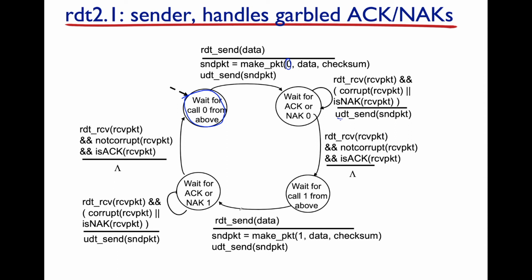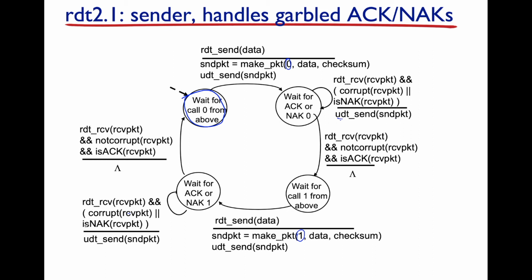So now RDT send is called again. Some application is calling socket send with its message data, and you make the packet with the data, compute the checksum, include that, and also stamp that with sequence number 1. Then you do a UDT send on that packet stamped with sequence number 1. You transition to waiting for acknowledgement or negative acknowledgement for that packet stamped with sequence number 1. So you do the RDT receive, that's a self edge. You get a packet. If it's corrupt, then you resend that packet stamped with sequence number 1.